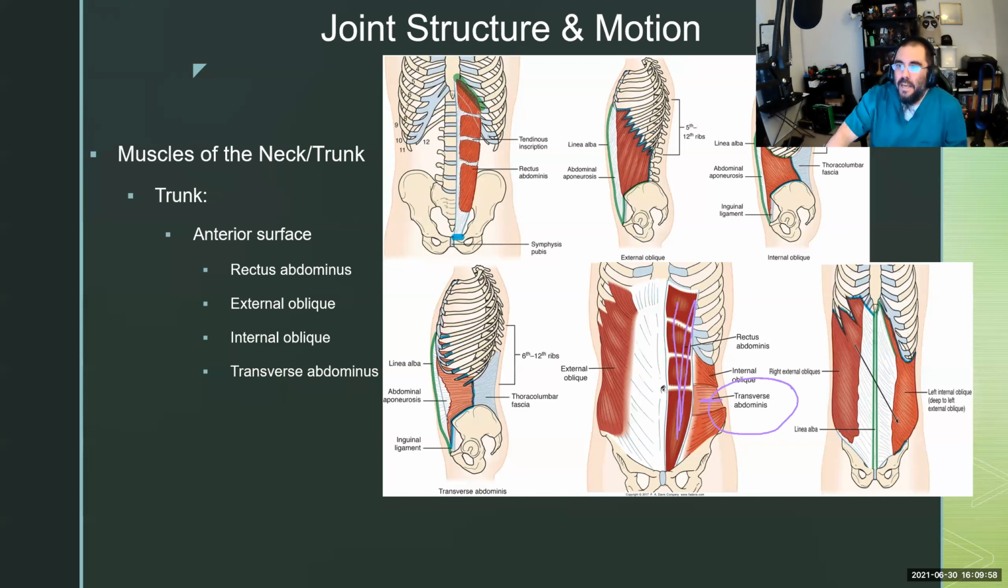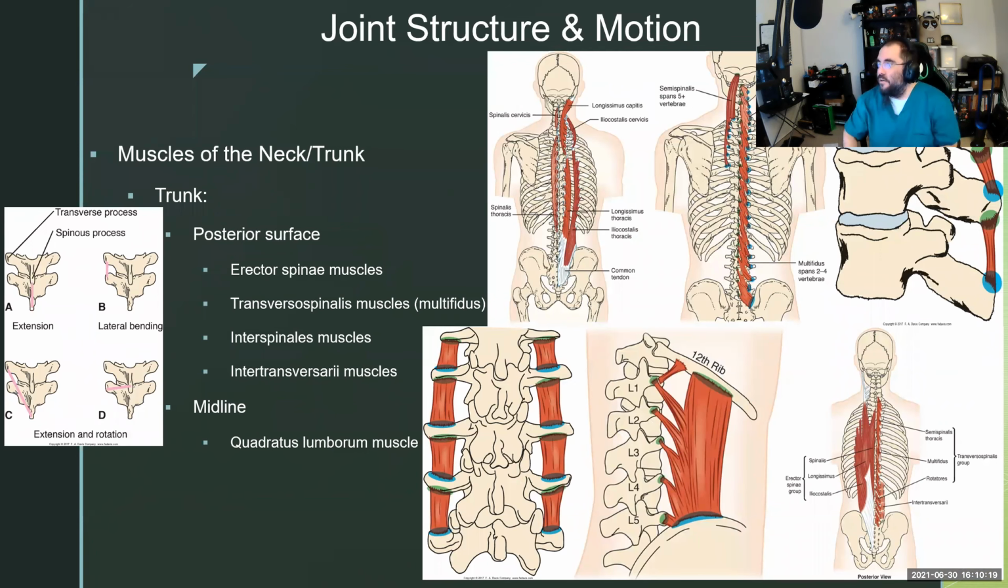But the big muscle we've got to get those patients that have back pain working is the transverse abdominis. Now, it doesn't hurt to strengthen our internal and external obliques and our rectus abdominis as well, but you can have a really, really super strong rectus abdominis and still have low back pain.